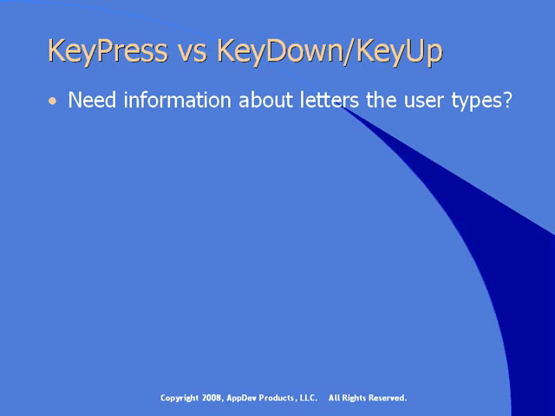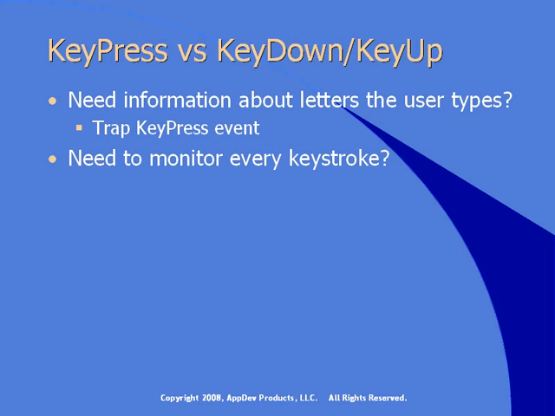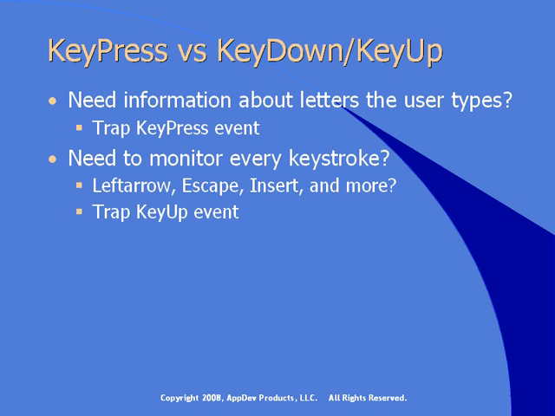Well, if you need information about the letters that the user types, you trap the key press event. You want to know they pressed A and then B and then 3 and then 9. Use key press. If you want to monitor every keystroke, left arrow, right arrow, key going down, key going up, then you need to handle the key up event. Generally, you don't handle both key down and key up unless you want complete control over every aspect of the keyboard. Generally, you can just trap key up. They've let the key go.